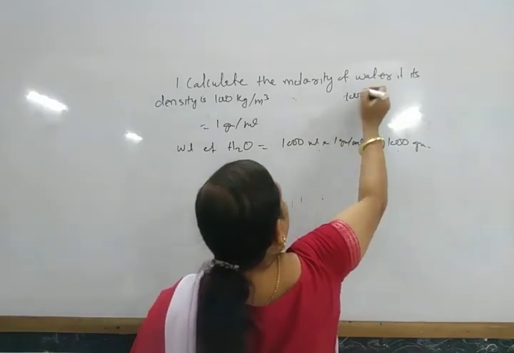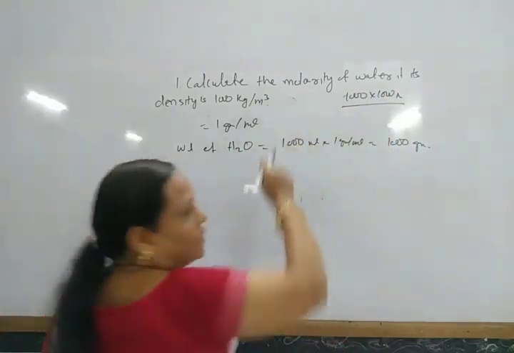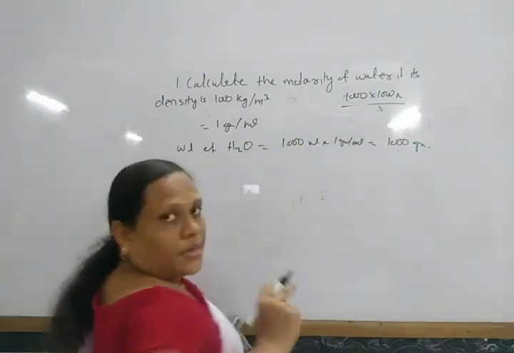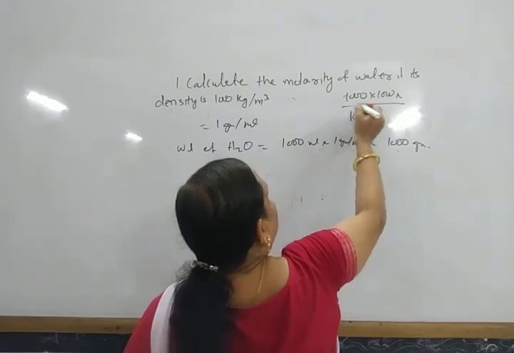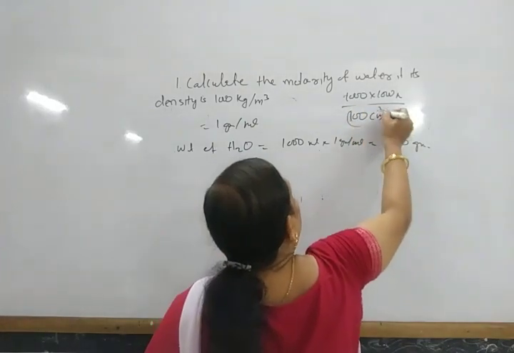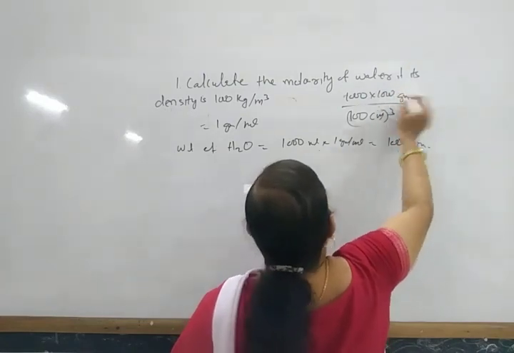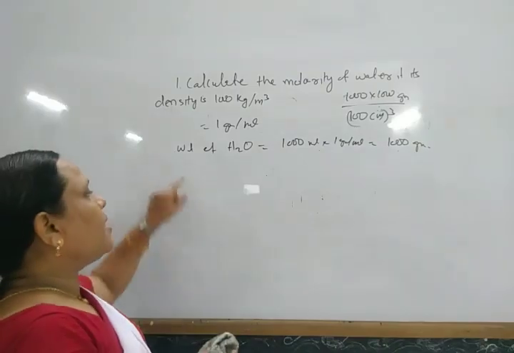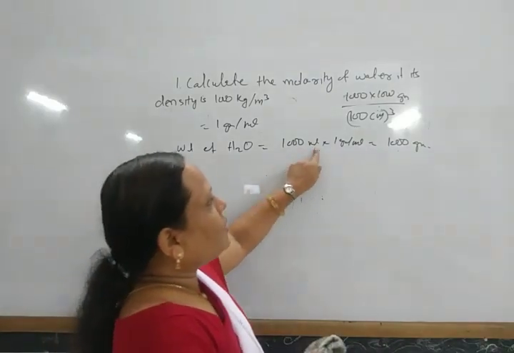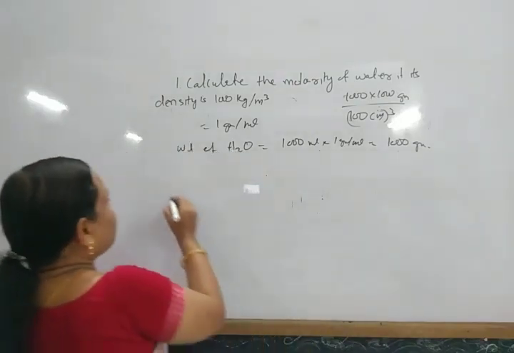1000 kg means 1000 into 1000 gram, and 1 meter equals 100 cm, so 100 cm cube. In this way it is 1 gram per ml, as 1 cm cube equals 1 ml. So the weight of 1000 ml of water at 1 gram per ml is 1000 gram.